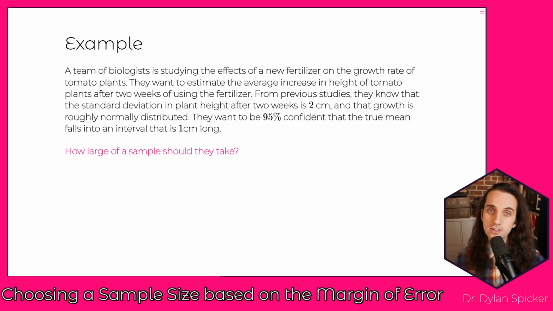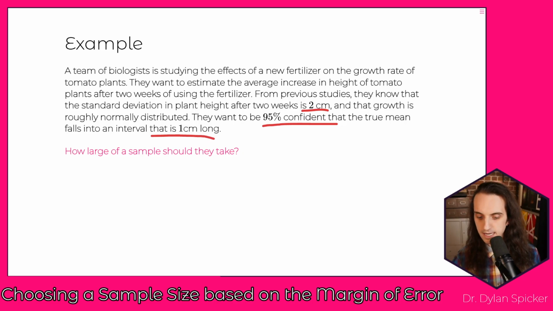Okay? So let's take a look at an example to make this all clear. So we have a team of biologists studying the effects of a new fertilizer on the growth rate of tomato plants. They want to estimate the average increase in height of tomato plants after 2 weeks of using the fertilizer. Now they know from previous studies that the standard deviation in plant heights is going to be 2 centimeters. So this is known to be what sigma is, and that the growth rate is roughly normally distributed. They want to be 95% confident that the true mean falls into an interval that is 1 centimeter long.